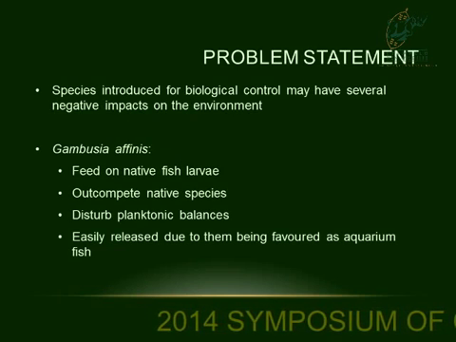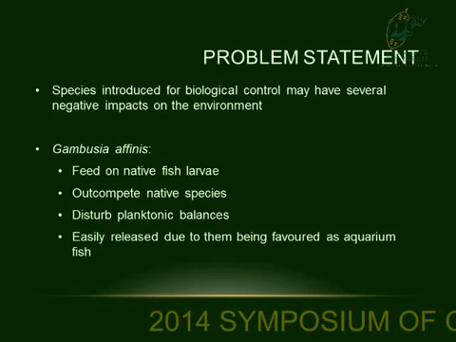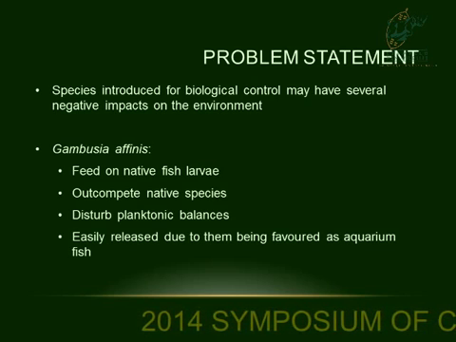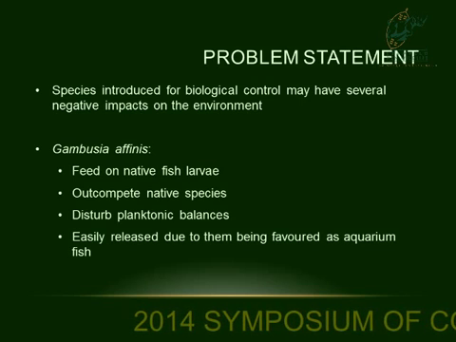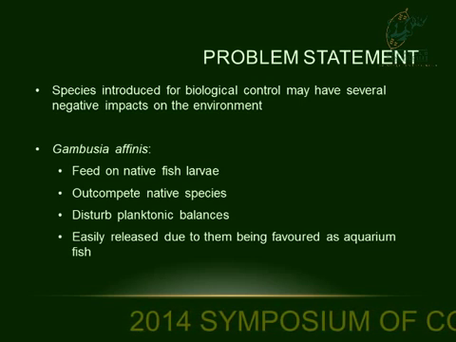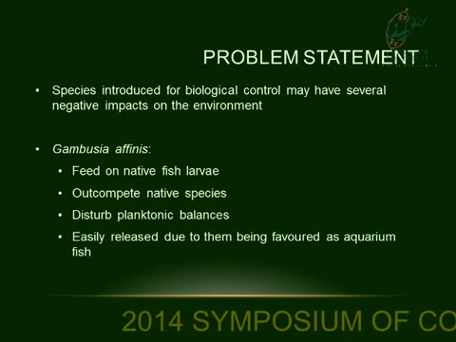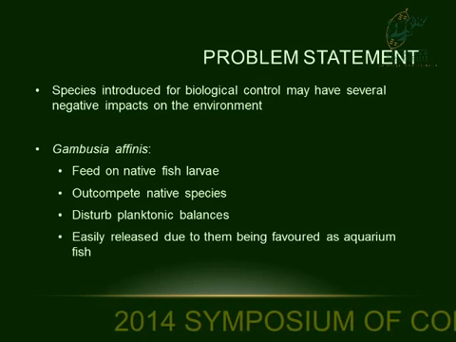Now, species introduced as biological control may often become invasive or potentially negative to the environment. For example, Gambusia affinis may feed on native fish larvae. They may also outcompete native fish and disturb the planktonic balances, increasing turbidity, further reducing the habitat for the native fish. They may also be easily released into natural water bodies due to the fact that they are favored as aquarium fish.